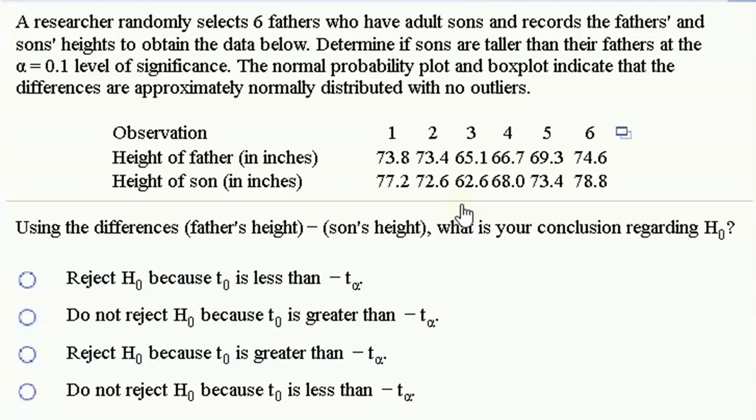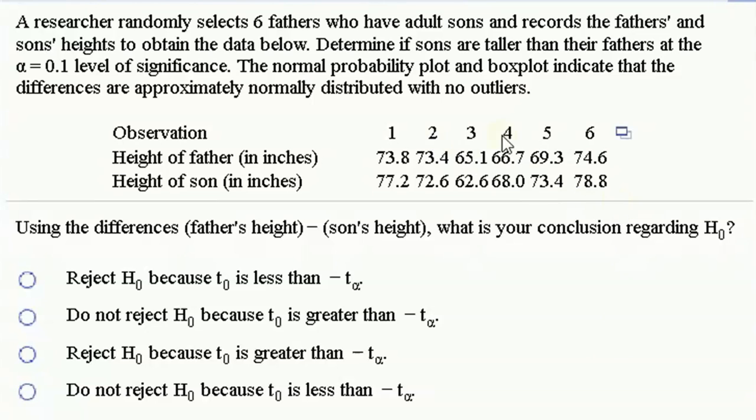All right, great. We have some data now. A researcher randomly selects 6 fathers who have adult sons and records the father's and son's height to obtain the data below. Determine if the sons are taller than their fathers at an alpha 0.1 level of significance. So we're assuming normality assumptions are satisfied.